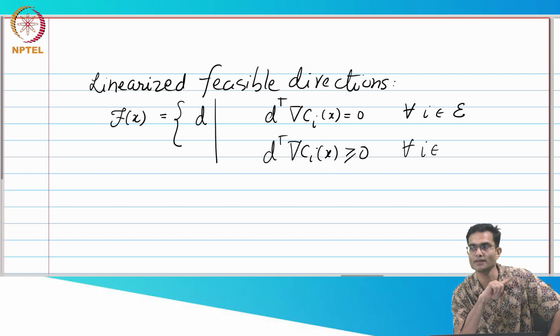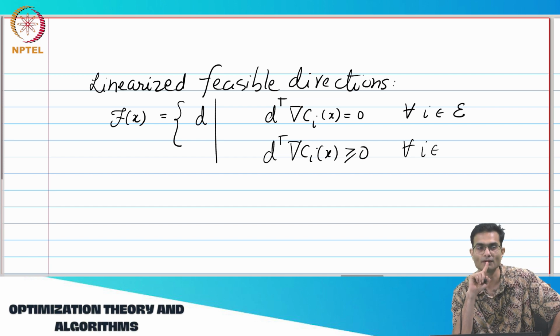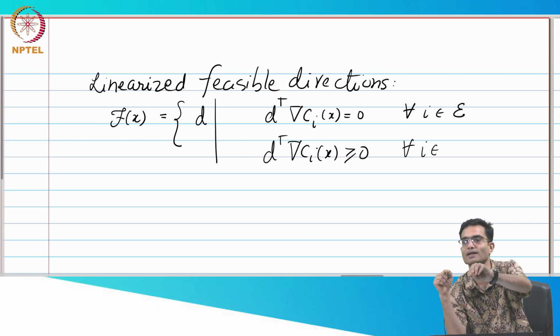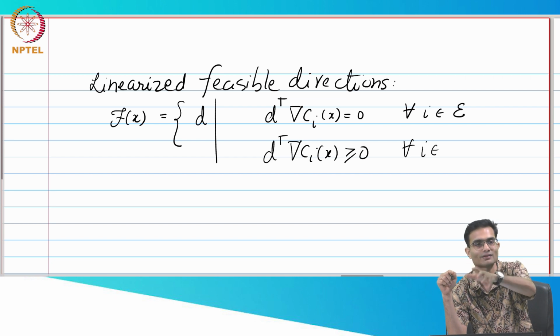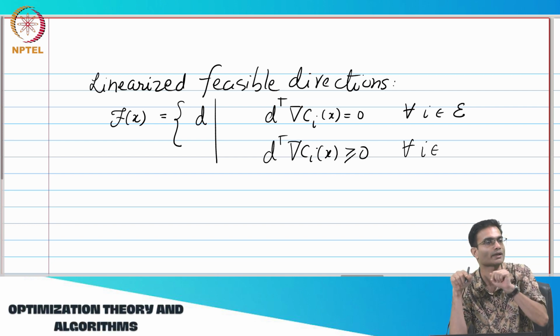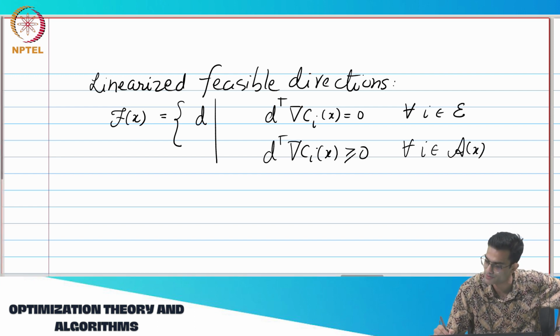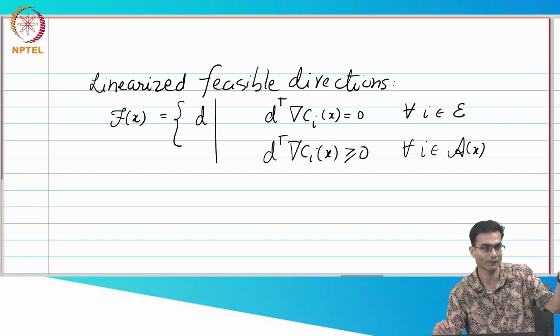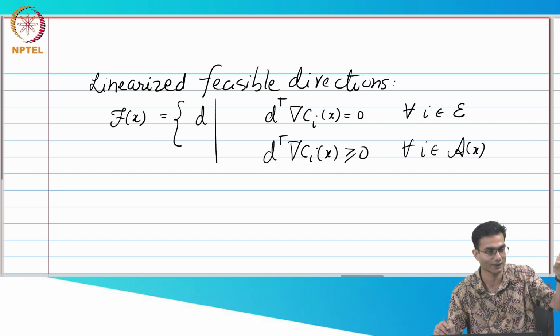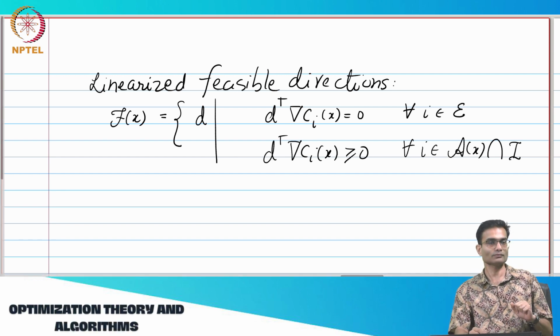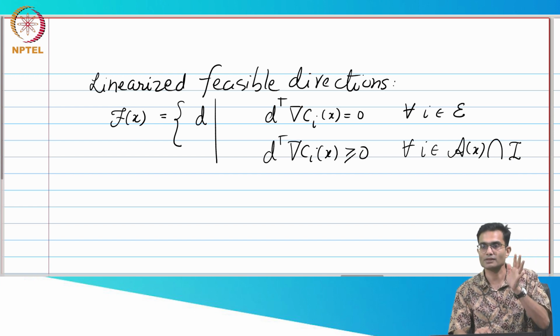Think of the distinction between case 1 and case 2. What is the difference? Active versus inactive. If I am inactive, I am way inside the feasible region and any direction works. But if I am on the boundary, I had better be careful. So this is the intersection with the active set. The active set contained equalities and inequalities that are active, so I have to intersect this with the set of inequalities. Looks tedious, but what does it mean? The active inequalities.